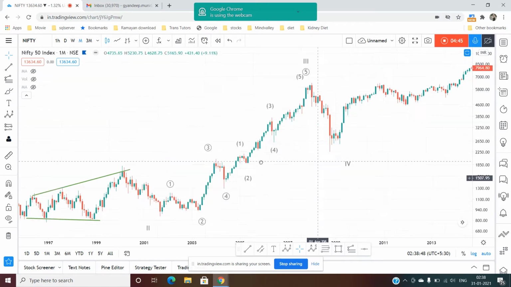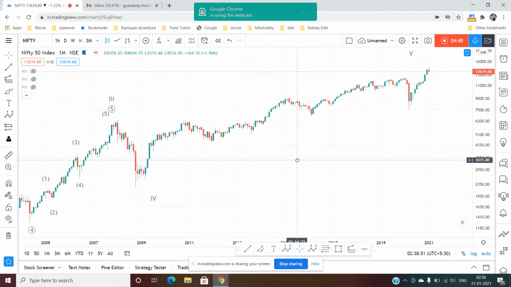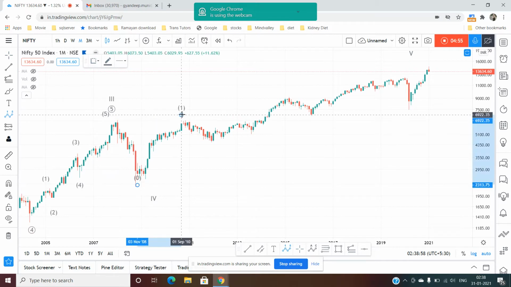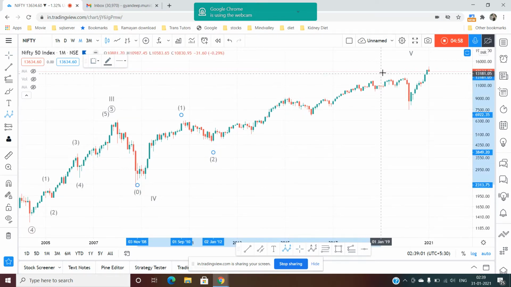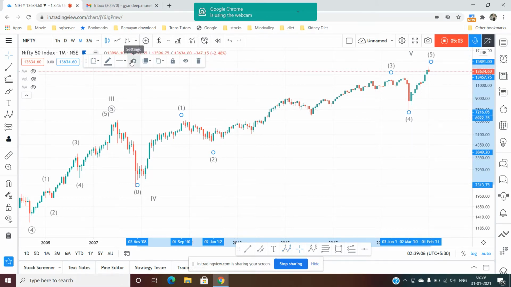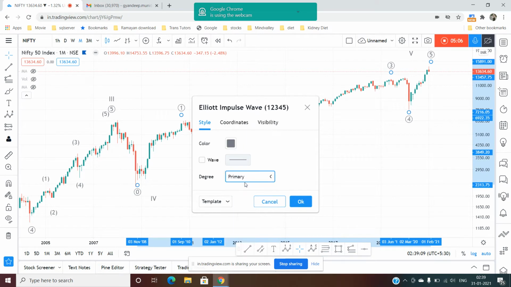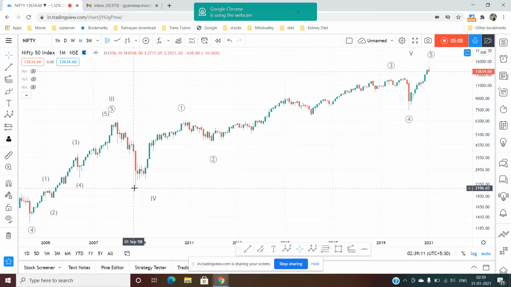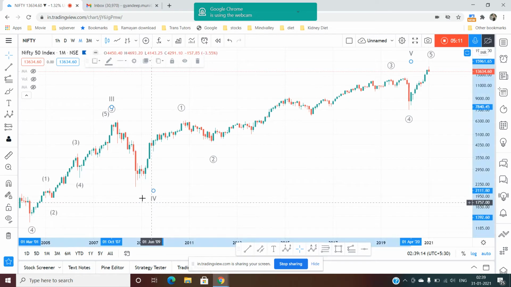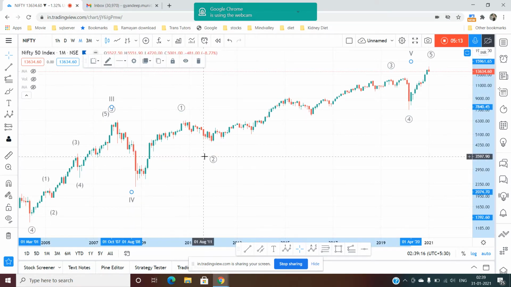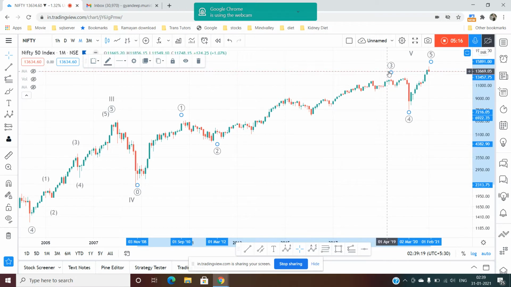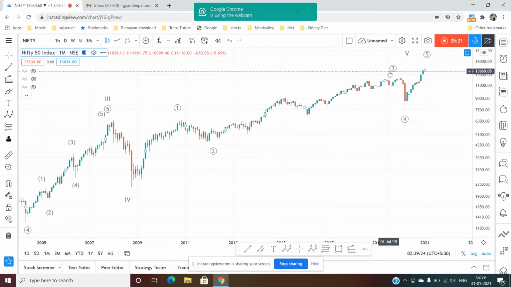Now we will be defining the last fifth wave here. So it's very clear here. So this is 1, 2, 3, 4, and this is the fifth wave of lower degree. So these are primary waves. This is 1, 2. So this 4, from here we started 1, 2, 3, 4, and 5.